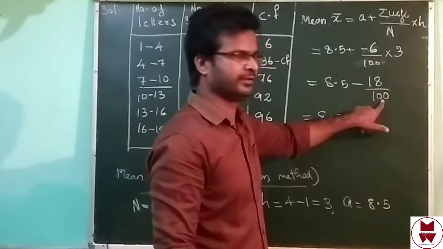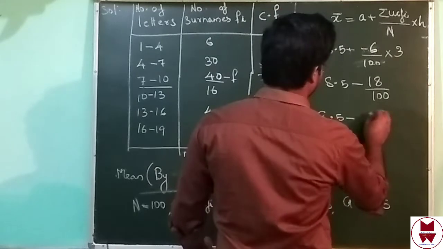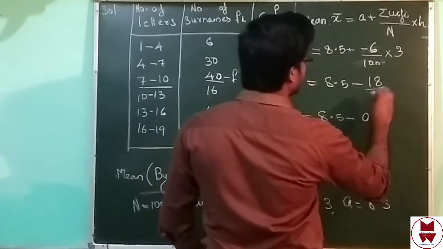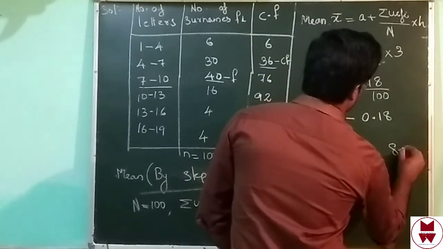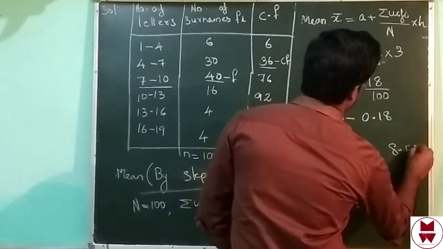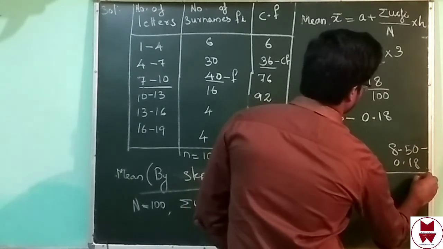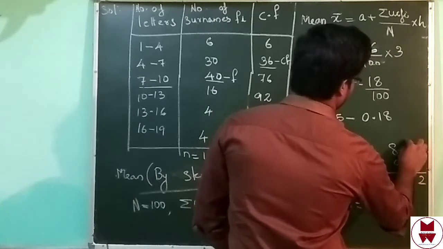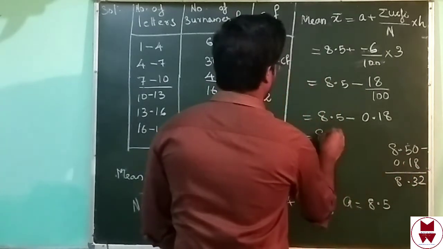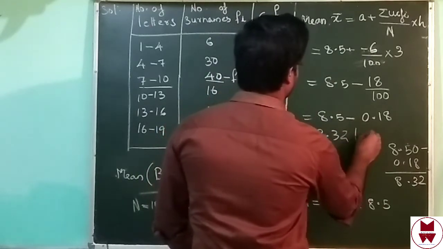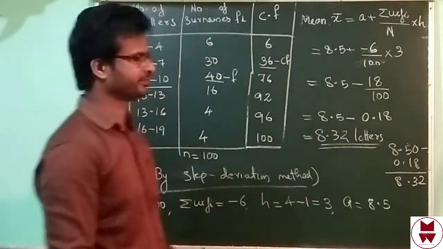Check it in here. In 100, 2 zeros are there, isn't it? When you divide by 100, after the point we need 2 numbers. We can subtract from 8.5, then minus, just put 1 0, then 0.18, in here 2, 4 minus 1 is 3, then 8.32 letters. This is our mean.